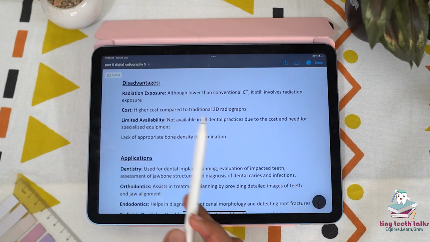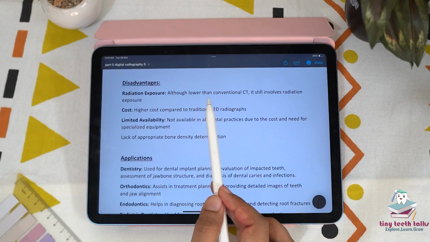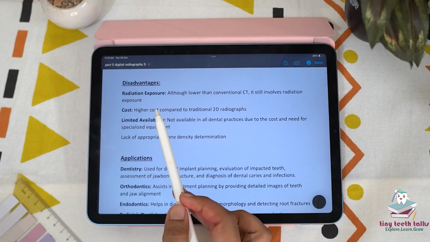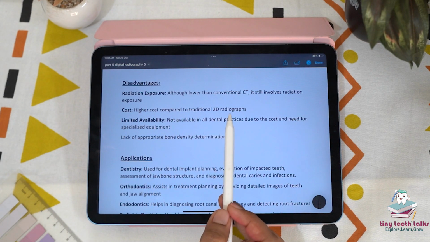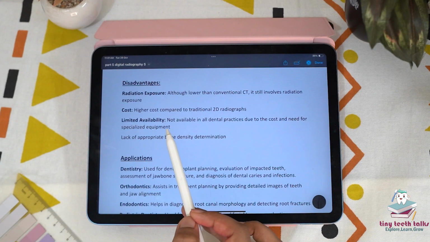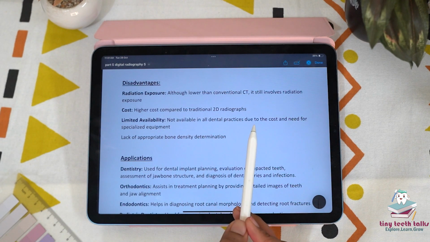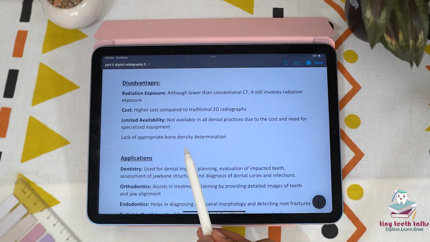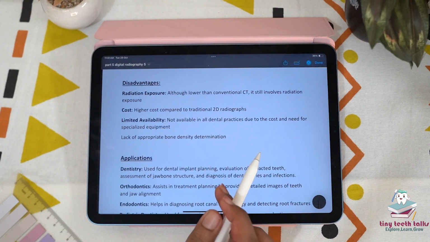Coming to the disadvantages. Radiation exposure: although lower than conventional CT, it still involves radiation exposure. Cost: higher cost compared to traditional 2D radiographs. Limited availability: not available in all dental practices due to the cost and the need for specialized equipment. Lack of appropriate bone density determination.